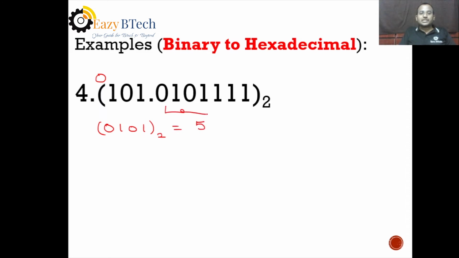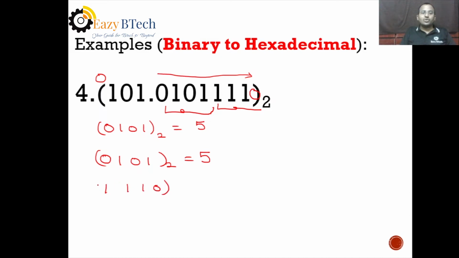Next, for the fractional part, we will scan the number from left to right. So 0, 1, 0, 1, and here also we are left with 3 bits, so we will append 0 at the trailing end. So it is 0, 1, 0, 1. Here also 1, 1, 1, 0. So the corresponding hexadecimal equivalent is 5, and then we have 1, 1, 1, 0, which means it is D. Sorry, E. 1, 1, 1, 0 means it is E.